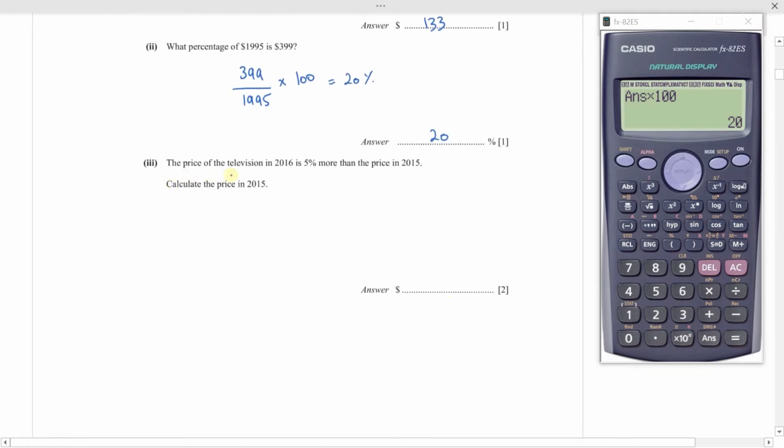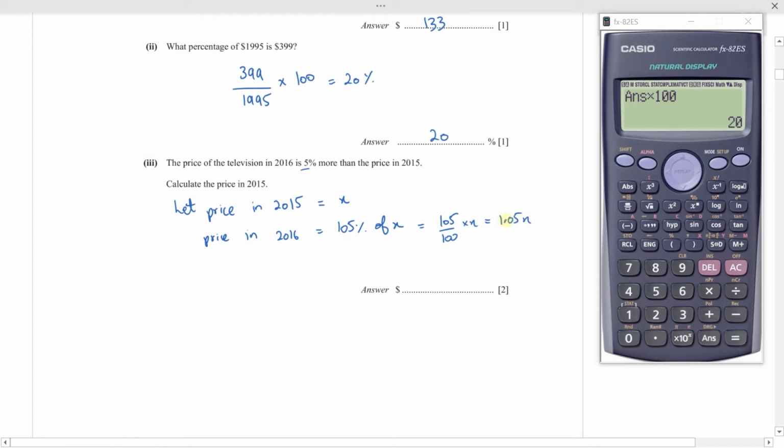Part 3 is the price of the television in 2016 is 5% more than the price in 2015. Calculate the price in 2015. So let's say the price in 2015 equals X. So the price in 2016 is 5% more than the price in 2015. So this is 105% of X because this is 5% more. So this will be 105 over 100 into X, which is 1.05X.